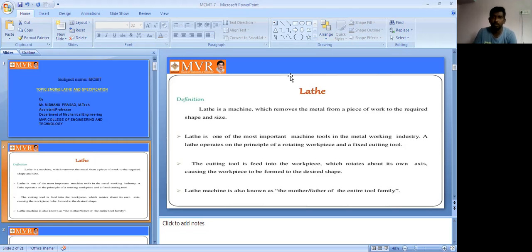Lathe is a machine used to remove metal from the workpiece to get the required shape and size. This we call a lathe machine. Lathe is one of the machine tools in industry. The basic lathe principle is a rotating workpiece and a fixed cutting tool. So this is the normal introduction.